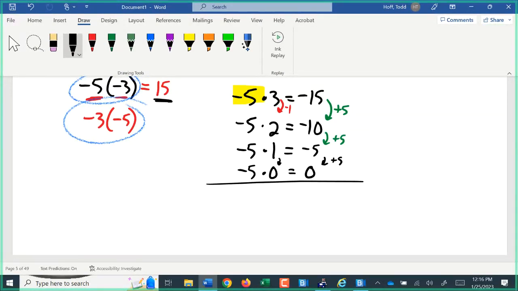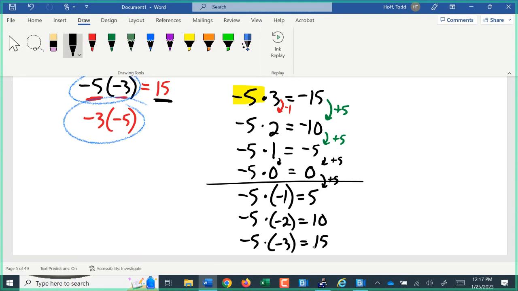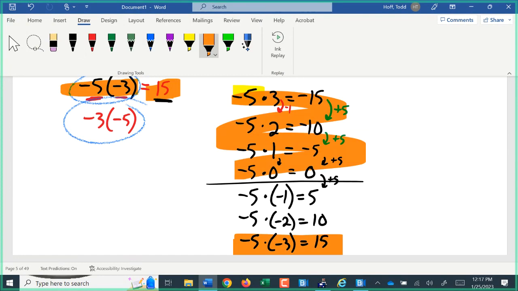So now if we keep going into the ones that are not defined, negative 5 times, well, 0 minus 1 is a negative 1. Again, we can't do a negative times a negative with our basic definition, but we can continue the pattern. We add another 5, 0 plus 5 is 5. Negative 5 times negative 2, again, we increase it by 5 to get 10. Negative 5 times negative 3, increase it by 5 to get 15. So the long answer to the simple question is that the reason why you multiply two negatives and get a positive is because it continues this pattern.